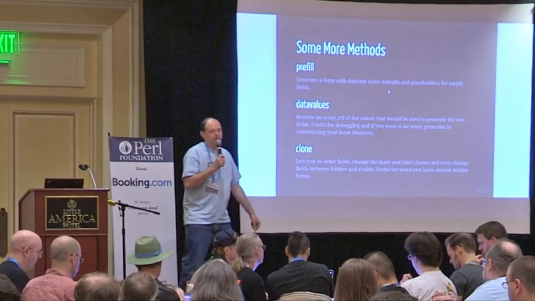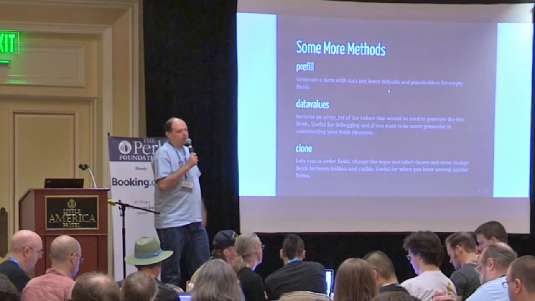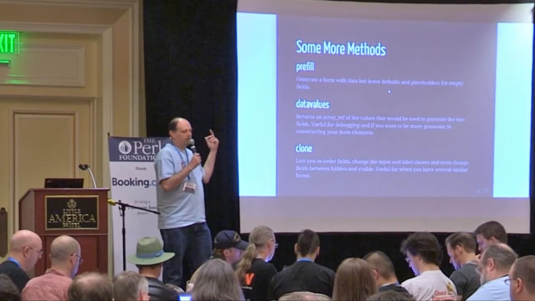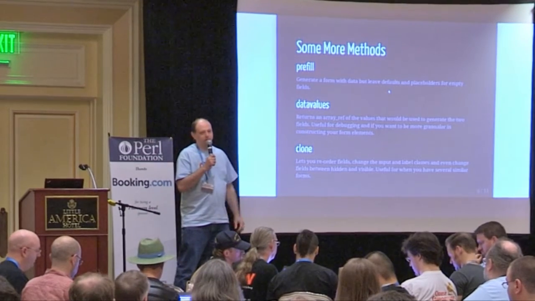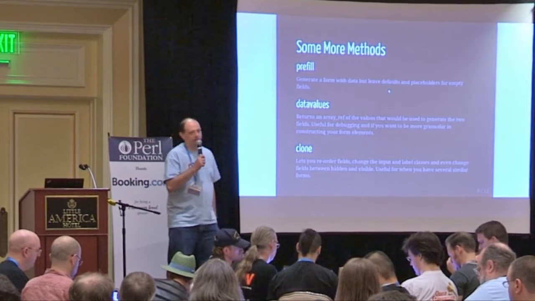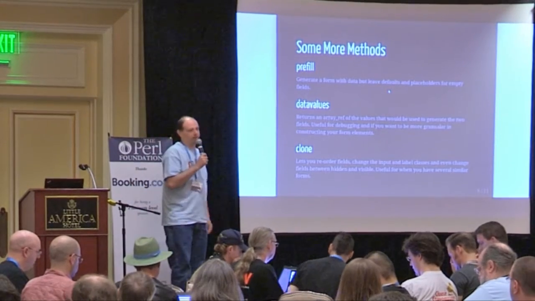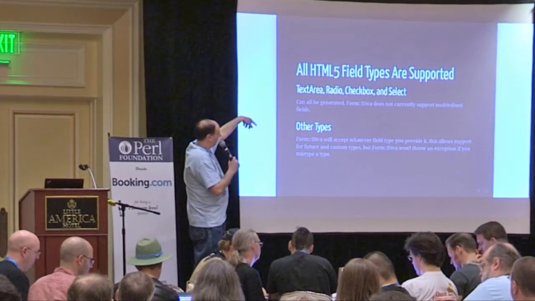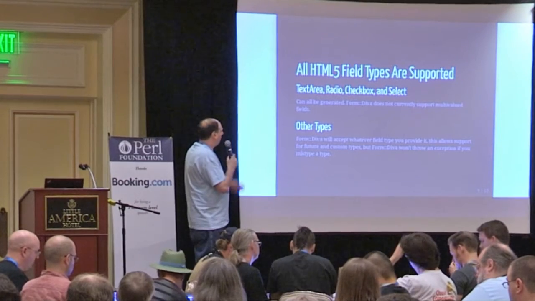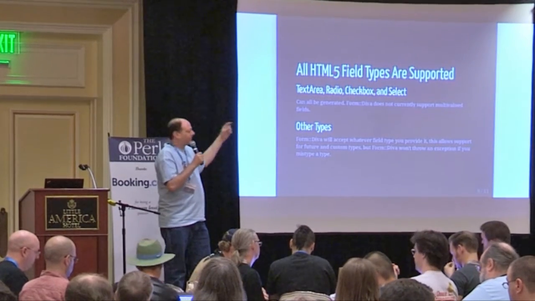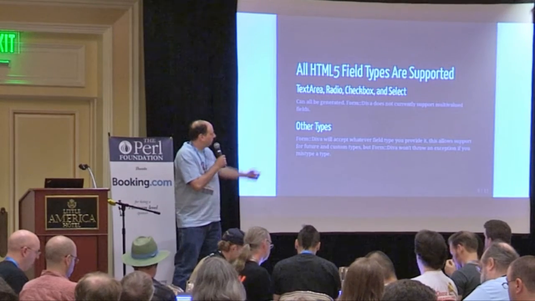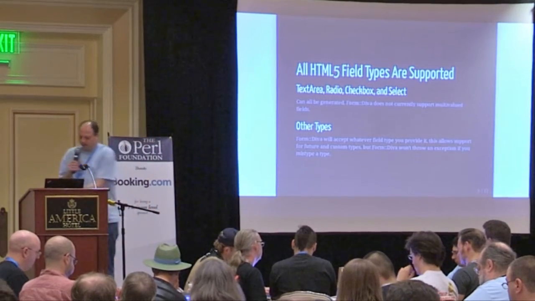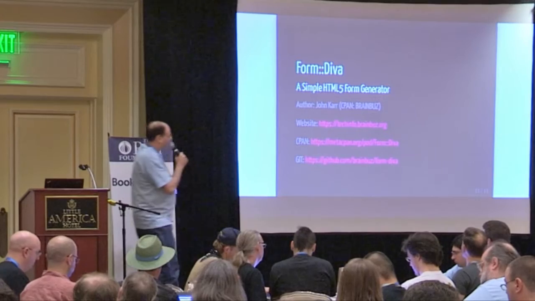You can clone a FormDiva object, so you can create one long complicated form, and then you have several similar forms that are related. You can use the clone method to not have to redefine everything, but just specify the fields you're using in the clone and reorder them, and even switch them between hidden and text type. It supports textareas, radios, checkboxes, and selects. The HTML5 custom types are pretty much supported, but to do that, I don't throw an error if you mistype an established form field type. And there's all the information. Thank you.